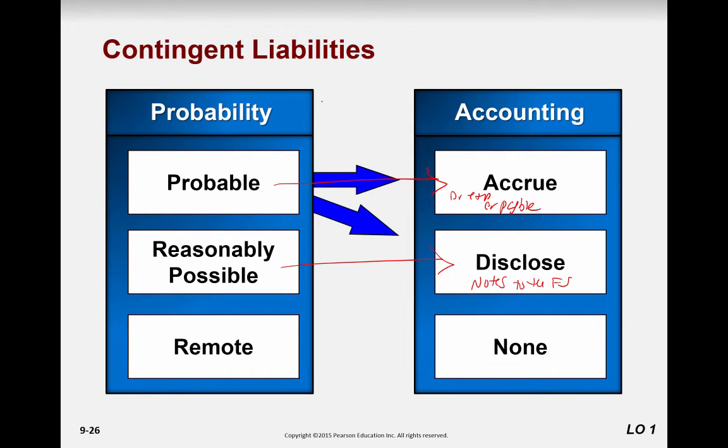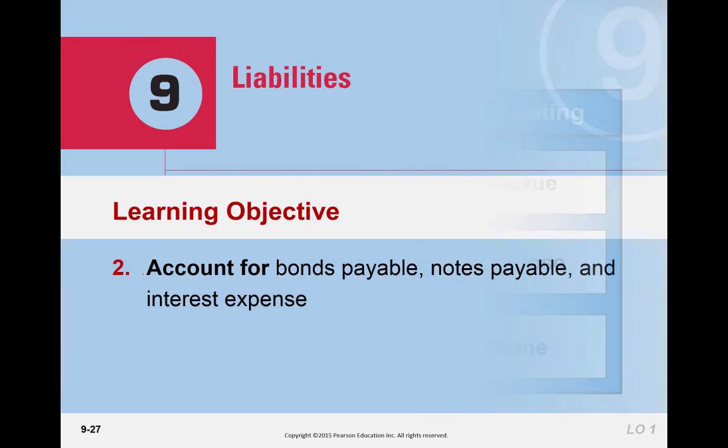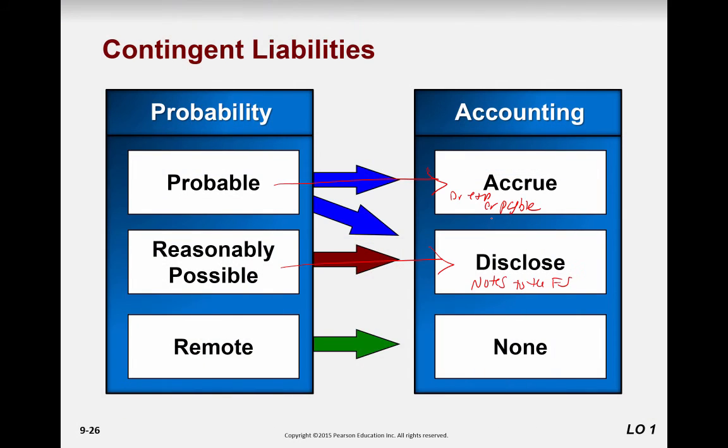And then for probable, you accrue and disclose. For possible, you just disclose. And for remote, you don't have to do anything. We'll stop our lecture here and continue momentarily.